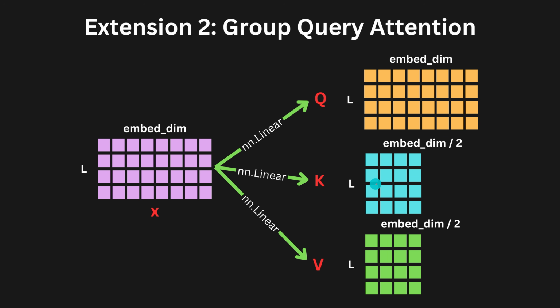The other extension, of course, is group query attention. This isn't something we're going to be looking at today or implementing today, just to keep the PyTorch implementation as simple as possible, but the idea is pretty simple.